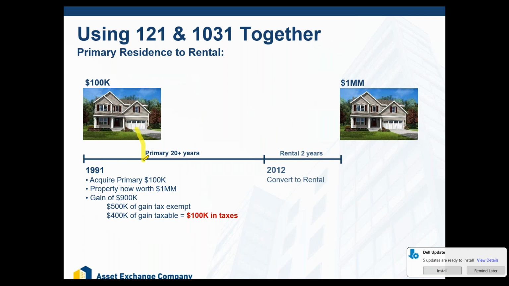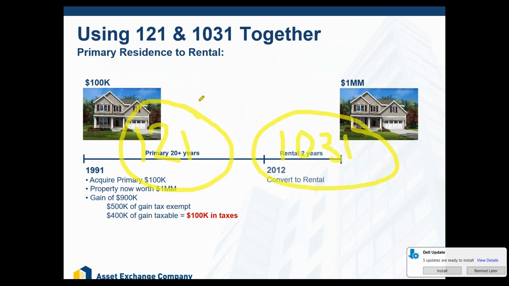Ladies and gentlemen, you have a situation where the property you are selling is eligible for both a 1031 exchange and the homeowner's exemption. If you are eligible for both tax breaks, which one do you take? You take them both. That's right.